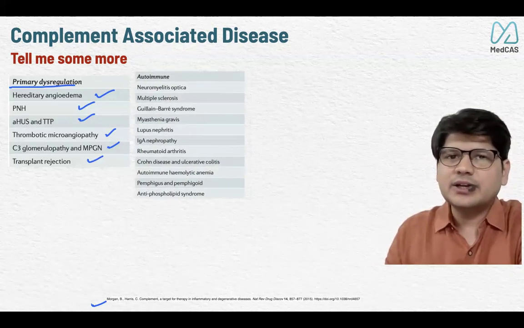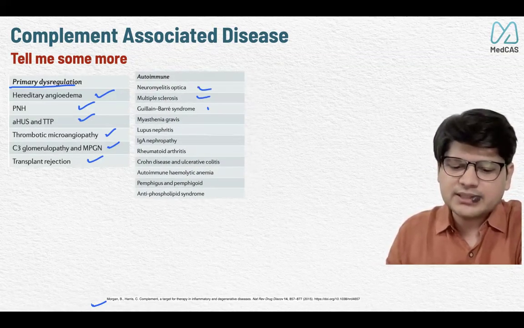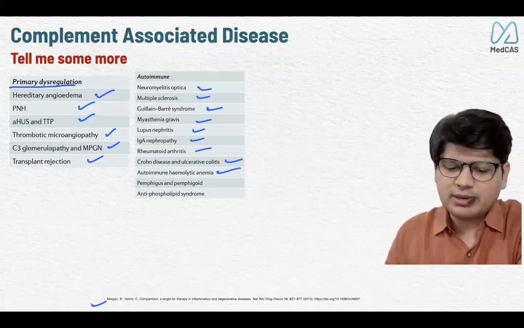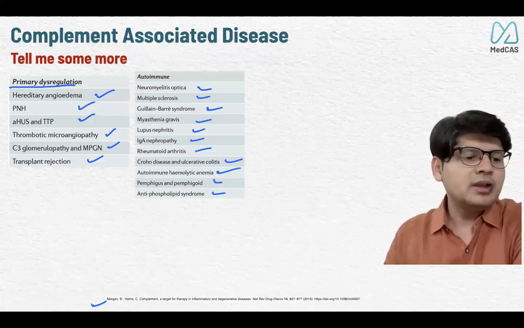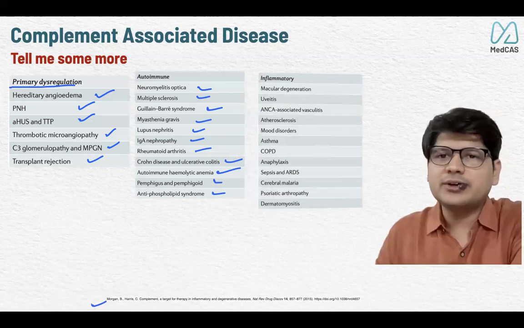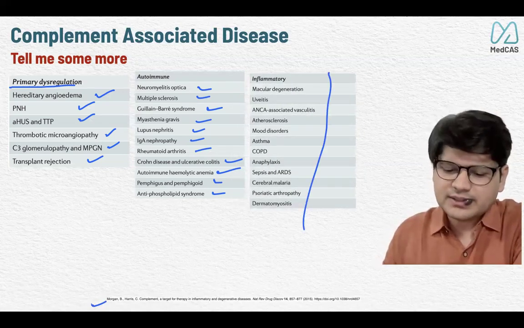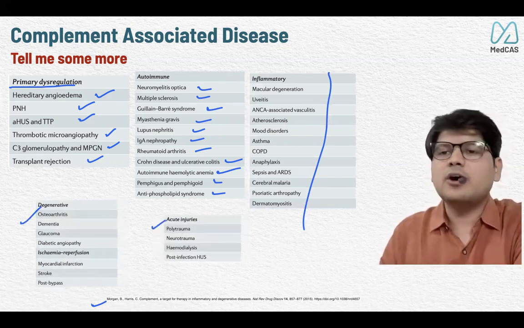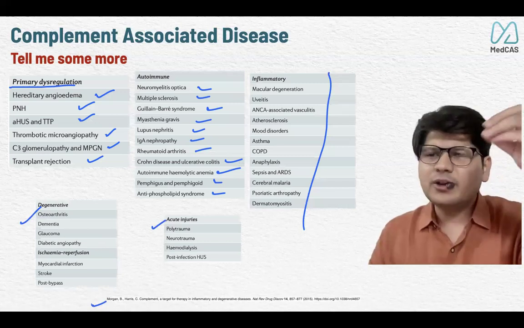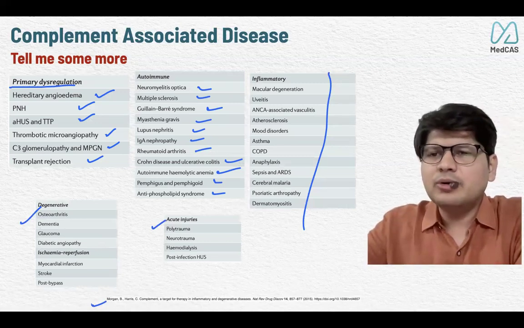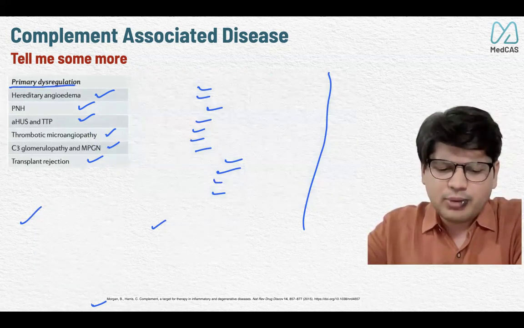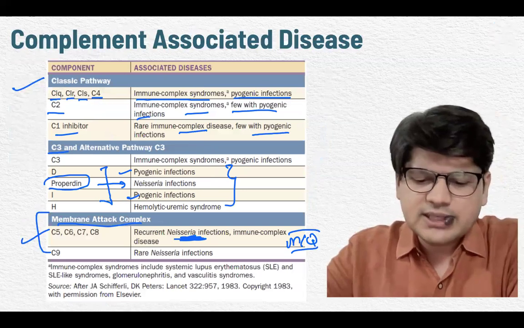Okay. Then comes certain autoimmune diseases like NMO, MS, GBS, myasthenia gravis, lupus, IgA nephropathy, RA, Crohn's, ulcerative colitis, autoimmune hemolytic anemia, pemphigus, and antiphospholipid syndrome, where this complement has definite role. Then comes other inflammatory diseases like this, and then degenerative disease, and then the acute injuries where complements play important role. Means it is one of the pathways which is linked to innate and adaptive, so it can have multiple association with the diseases. This is very common and important to remember for us in the MCQ.